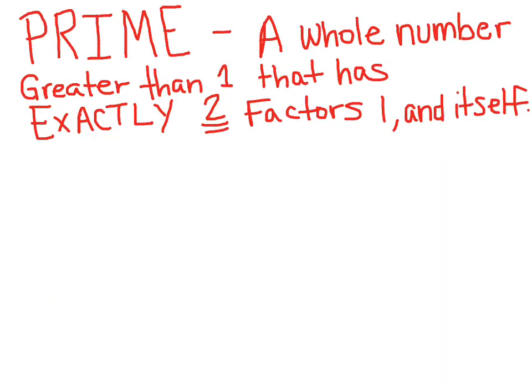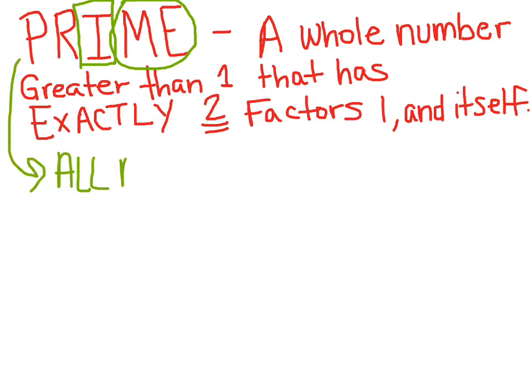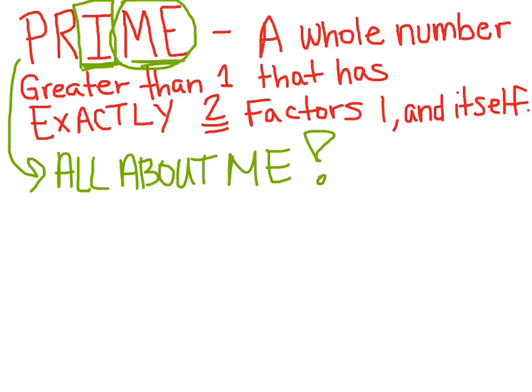Then we have prime. Okay, prime is a whole number greater than 1 that has exactly 2 factors, 1 and itself. So when we talk about prime, we look at this. Prime is all about me. Okay, we call prime selfish because all it ever sees is I and me. Okay, so 2 factors, 1 and itself.